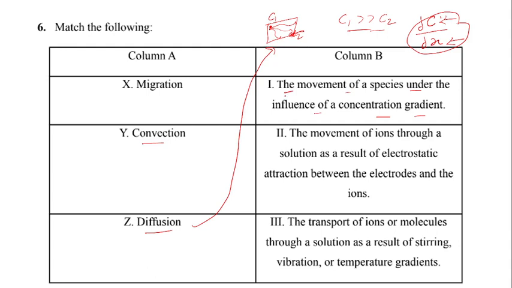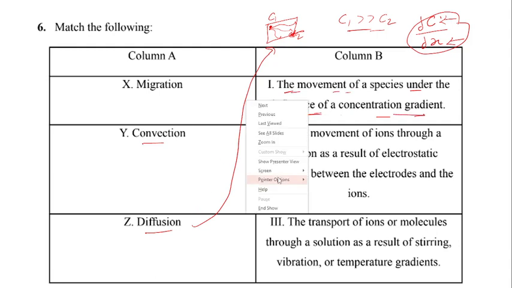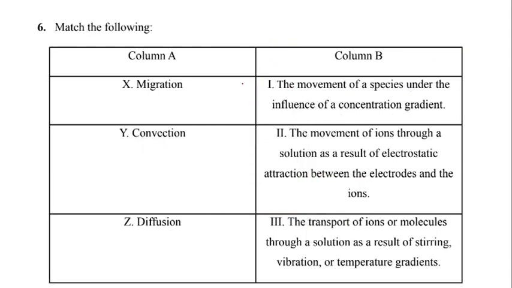So this first statement is for the movement of species under the influence of concentration gradient, which is known as diffusion. So obviously this is diffusion. Then the movement of ion through a solution as a result of electrostatic attraction between the electrodes and the ions.